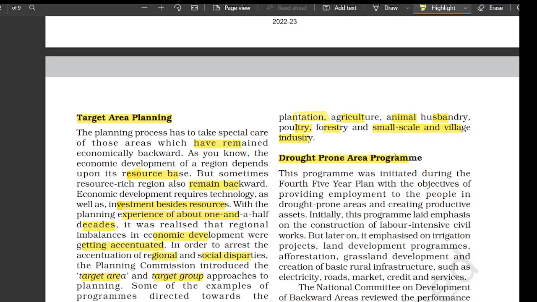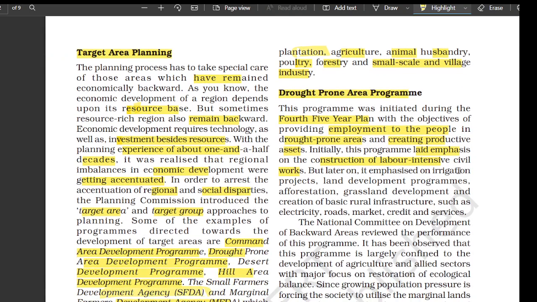Drought prone area program. This program was initiated during the 4th 5-year plan with the objectives of providing employment to the people in the drought prone areas and creating productive assets. Initially, this program laid emphasis on the construction of labor intensive civil works, but later on it emphasized on irrigation projects, land development programs, afforestation, grassland development, and creation of basic rural infrastructure, such as electricity, roads, market, credit, and services.